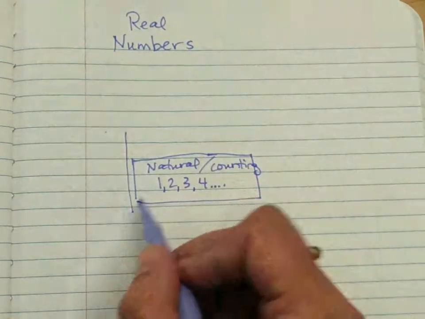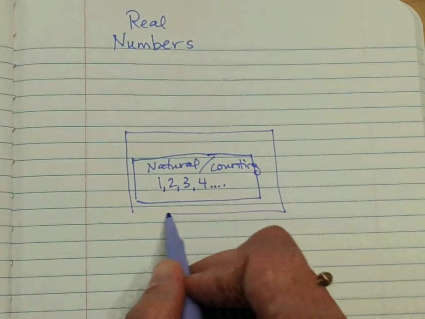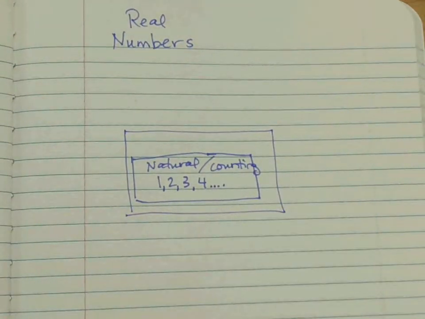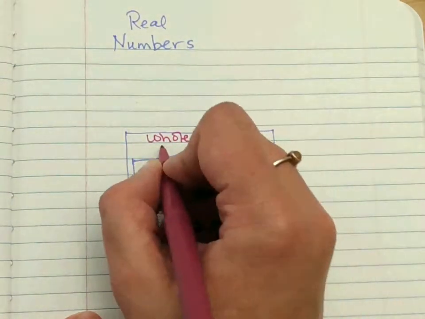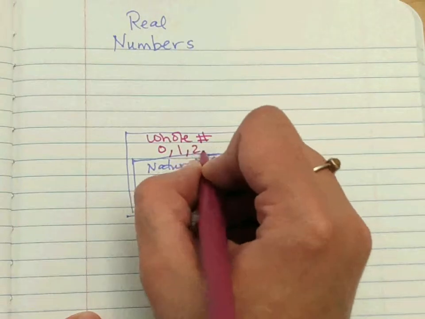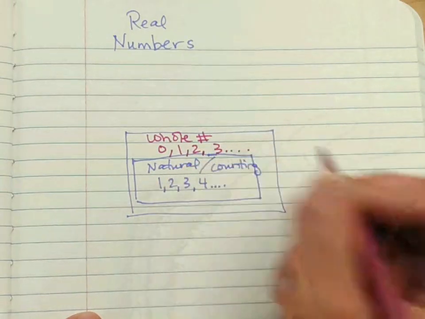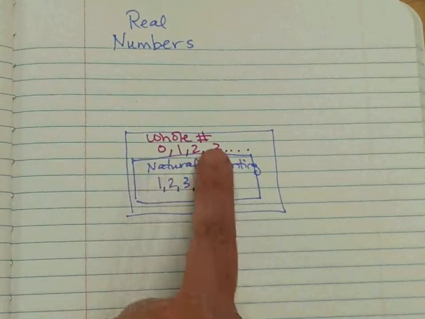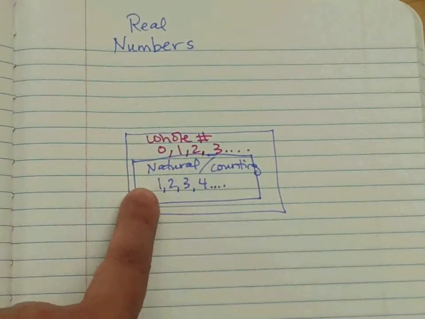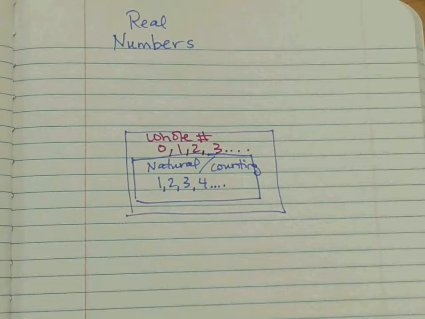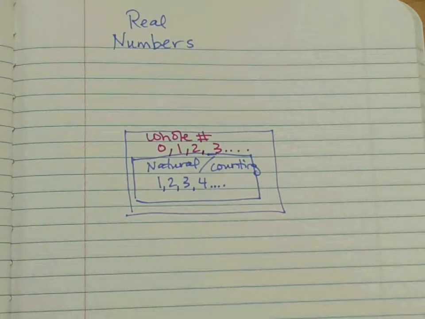We have another category called whole numbers. So the reason why I'm drawing a box within a box is because whole numbers include 0, 0, 1, 2, 3. So notice that the whole numbers start at 0. The only difference between whole numbers and natural numbers is 0. So I like to say 0, it's a whole lot of nothing. Get it? Whole. Because it's a whole number.